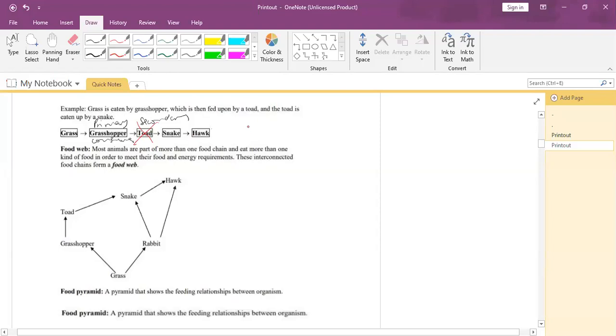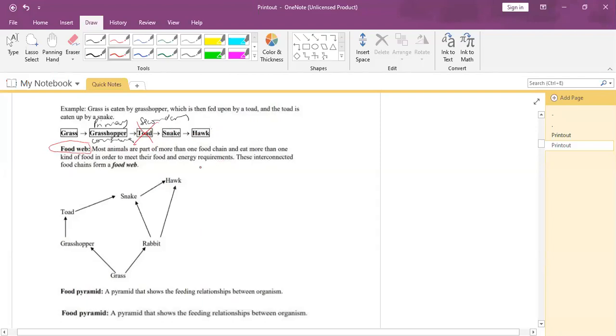If you assume, oh, the snake will get food from other places, if the diagram doesn't show that, don't force it there. And we'll see questions like that soon. So that is a food chain. And then we also have the food web.